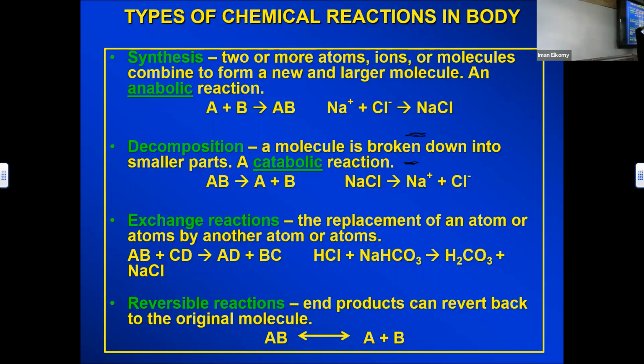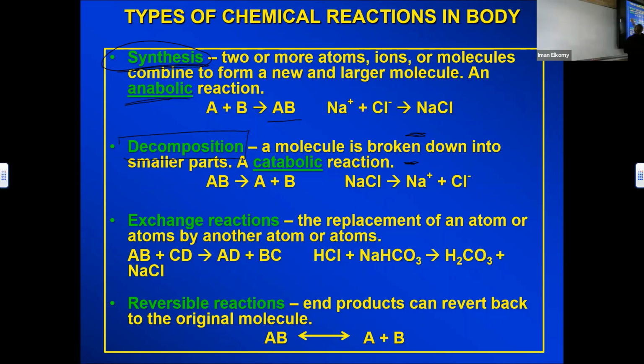Okay, real quick, types of chemical reactions. Synthesis, what happens when you synthesize something? You're building it, right? You're building it, yes. That is our anabolic reactions. At the time, in AP1, I told you like anabolic steroids, they used to shoot them up to bulk up, to build muscle. It's building things. A plus B gives you AB. That's your synthesis or your anabolic reactions.